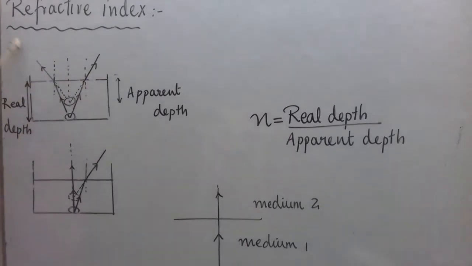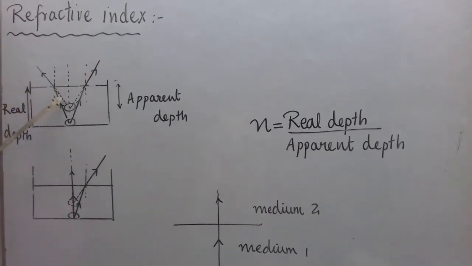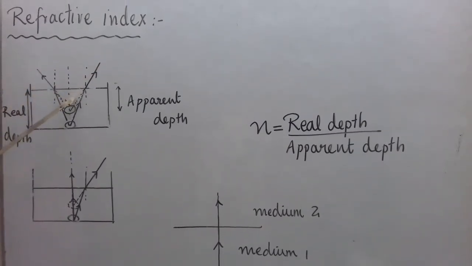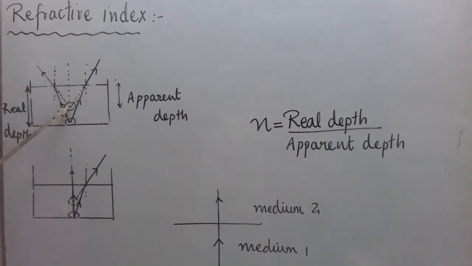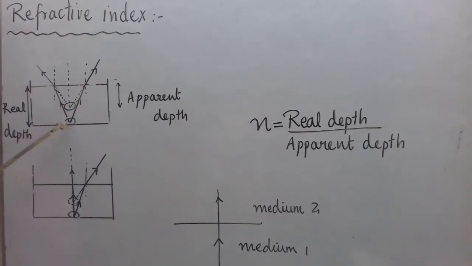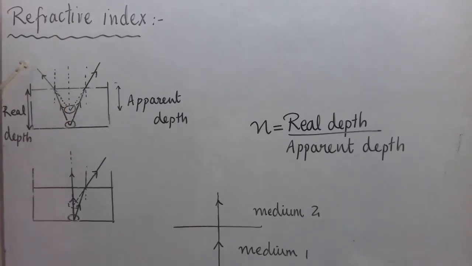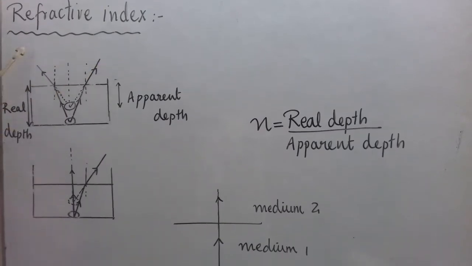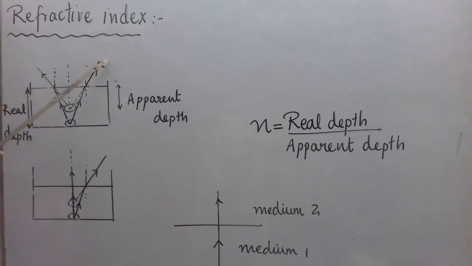Now they are not going to meet on this side, so I have produced them backward using these dotted lines. And I see that they meet at this point. Not meet actually, they appear to meet at this point. It means this is the image of this point of the coin. Similarly, we can show that this coin appears to be here when we look from the sides. So this is the image of the coin that we see when we look from here.